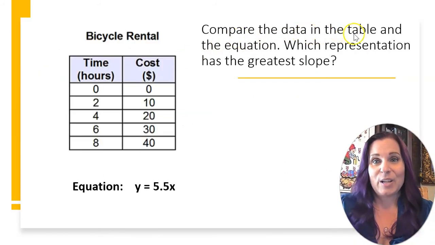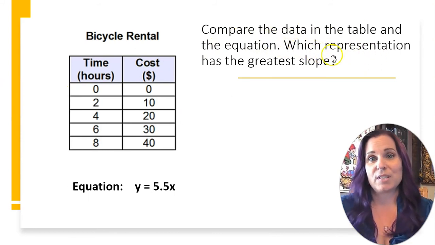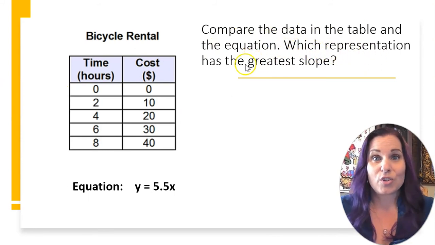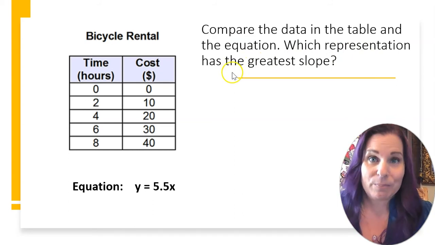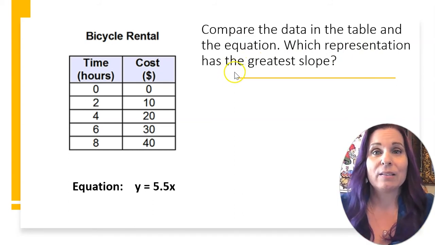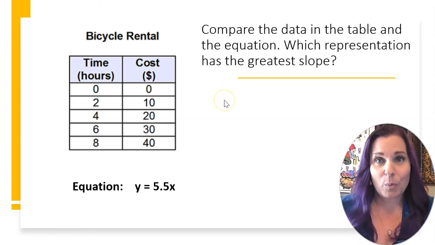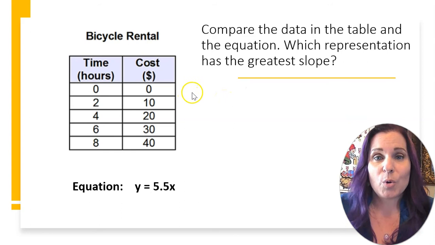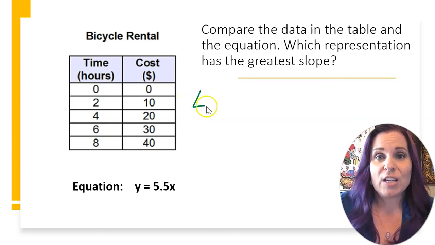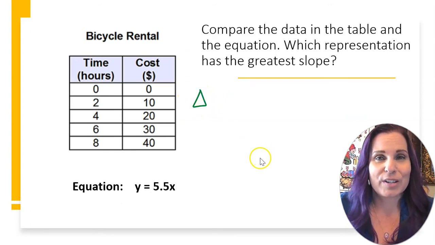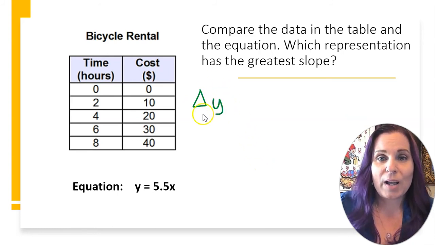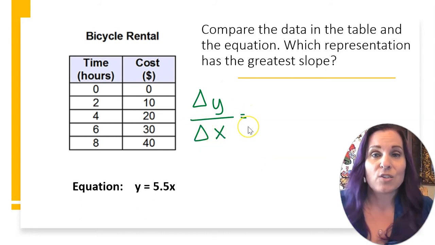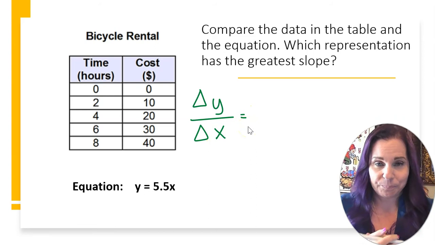Compare the data in the table and the equation. Which representation has the greatest slope? So remember, we talked about slope being rise over run. Here's another form of slope. Slope is also the change, I'm going to use this delta, which in math means change, the change in y over the change in x. So let's see how we use that.